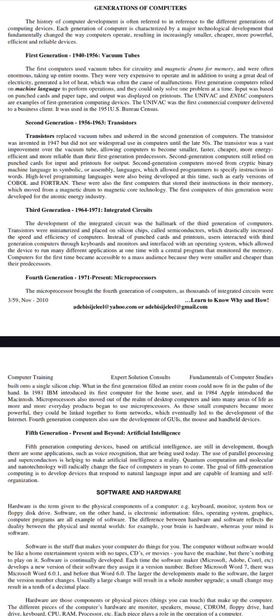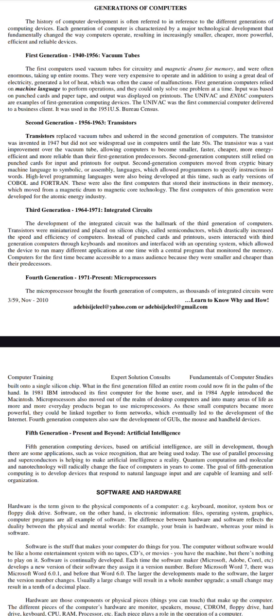These were also the first computers that stored their instructions in their memory, which moved from a magnetic drum into magnetic core technology. The first computers of this generation were developed for the atomic energy industry.